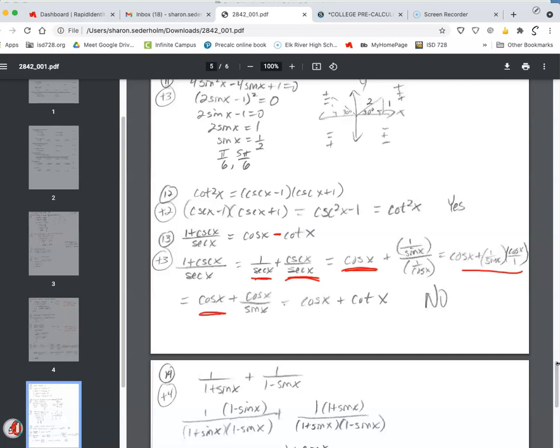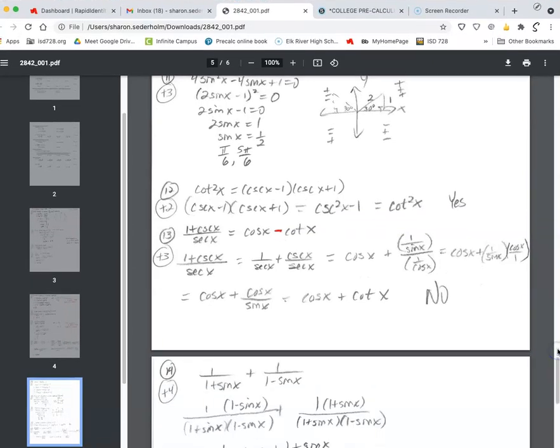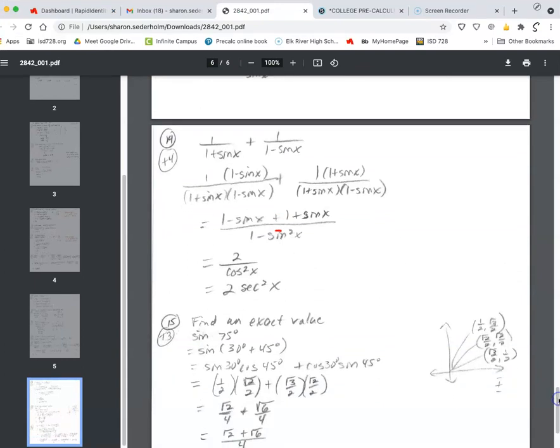And that gave me cosine of x plus cosine of x over sine of x, which is, of course, cotangent x. But that's plus, and your problem said minus, so no, it didn't work. We did not get subtraction for cosine of x minus cotangent of x. Number 14.